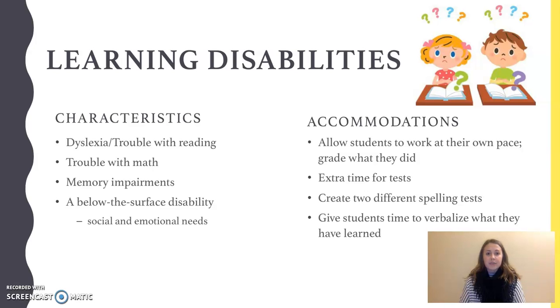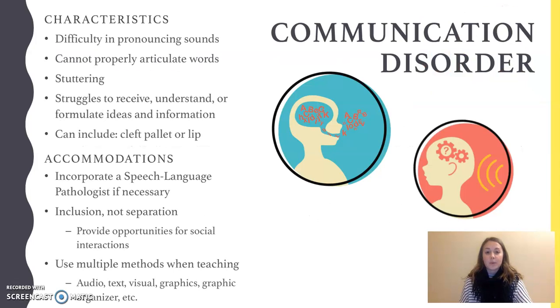Some accommodations in my classroom would be allowing students to work at their own pace. By this I mean if I give a math assignment with 20 different addition problems, letting these students with learning disabilities only do the odds or evens, or just letting them do as many as they can in the time allotted. If there's a test, maybe giving them extra time, and creating two different spelling tests, a more advanced one and a less advanced one, to accommodate. Also allowing for more group discussions, allowing students to verbalize more in the classroom, which I think will be beneficial to the classroom as a whole.